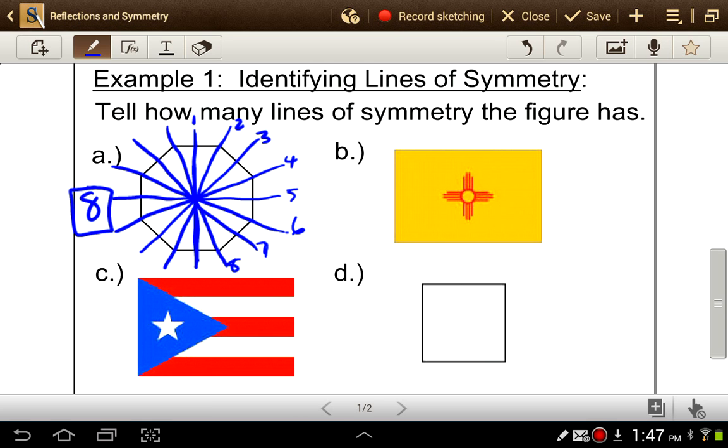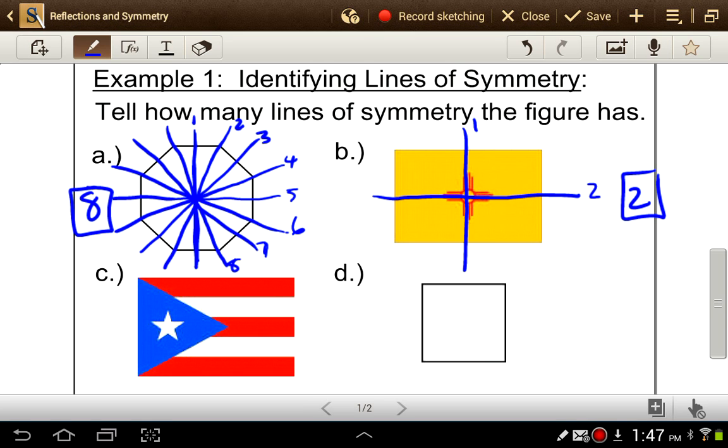Alright, in B, how many lines of symmetry are there? Well, I got 1 cutting it across here. I got 1 going down. Now this is a rectangle. The diagonals do not work on rectangles, even though in this shape the diagonals would make the red parts line up. But the diagonals of the actual shape, take a piece of paper, fold it diagonally, they do not work. So there's only 1, 2, so this has 2 lines of symmetry.